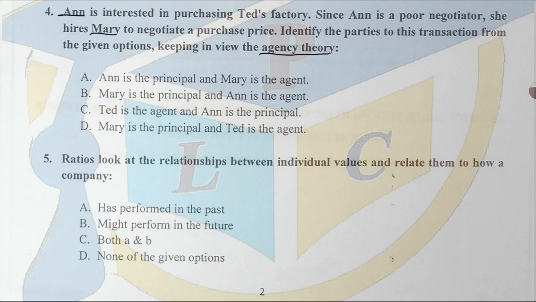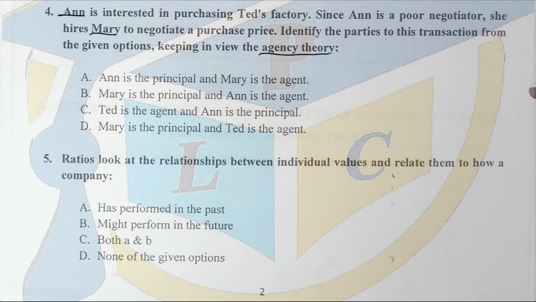So Mary becomes what, an agent, and Anne becomes what, the principal. Is that okay? And Mary is going to deal with the third party, who is what, third what, factory. So let's take note of that. So in this case, we said Anne is a principal and Mary is what, the agent. So A is okay, but let's continue with B.